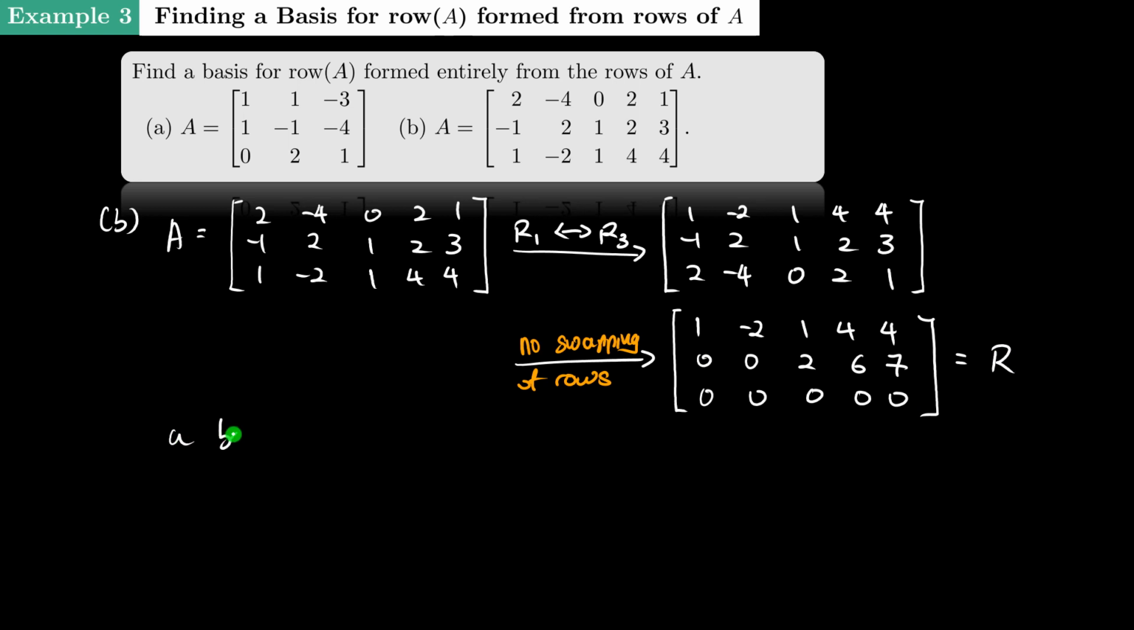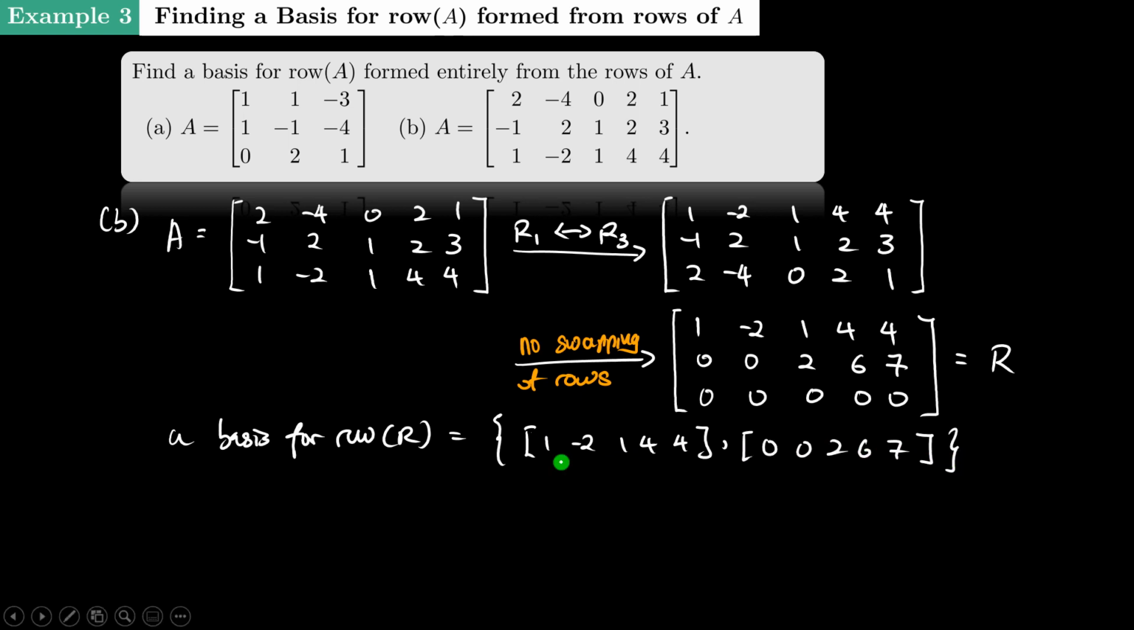Now we know that a basis for row space of R will just be the non-zero rows from the matrix R, which are the first two rows, and this will also be a basis for the row space of A, according to our previous theorem. Now, what about a basis that consists entirely of rows from the matrix A? Here is where it gets interesting because we have to keep track of the rows as mentioned previously.